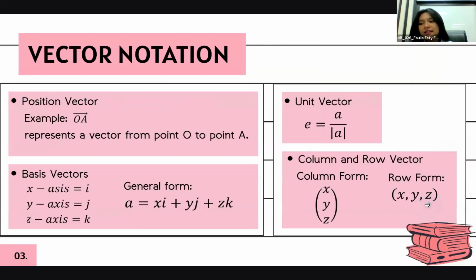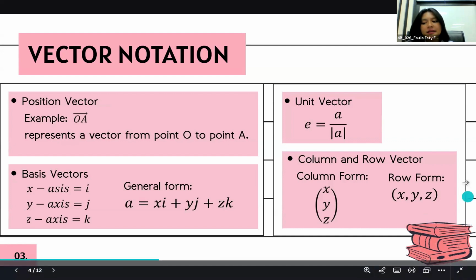Okay, let's learn about factor notation. A factor can be written in different forms. It can be written in row form 3, 4, and it can also be written in column form. For example, 3, 4. This form represents the same factor. Second, position of factor. A position factor represents a vector from point O to point A. It shows the position of a point from the origin.